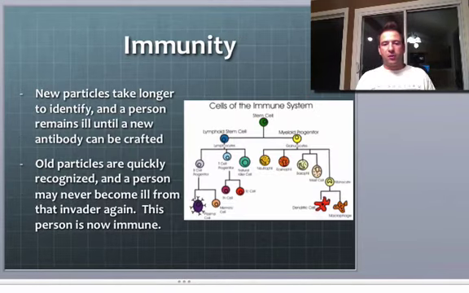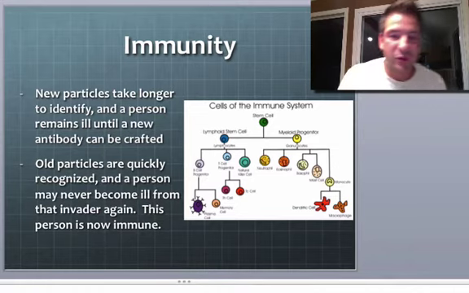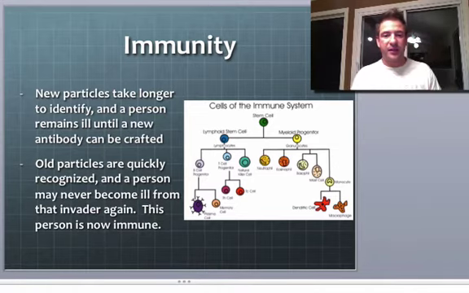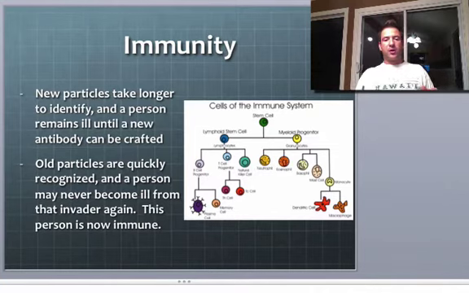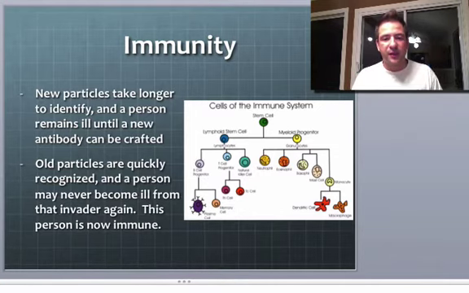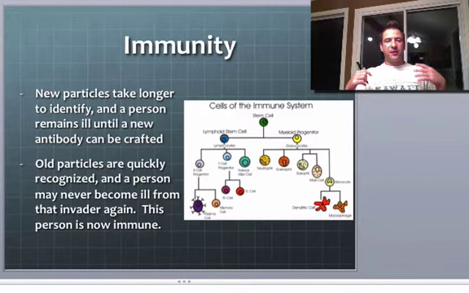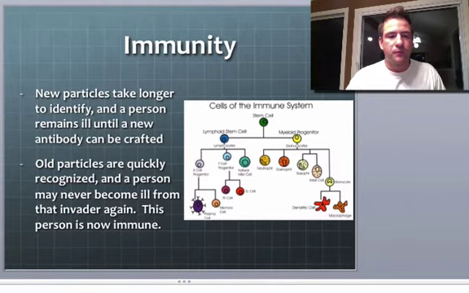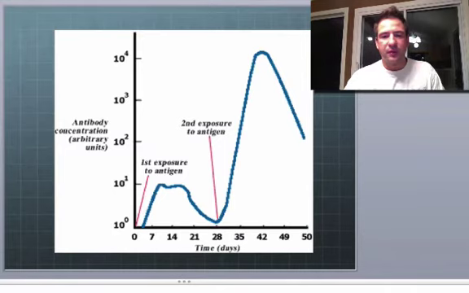If we look at immunity, new particles take longer to identify, and a person remains ill until a new antibody can be crafted. So the body has to craft this antibody or else we're going to continue to be sick. With old particles, they're quickly recognized and a person may never become ill from the invader again. If they can never be ill again, then we would say that this person is now immune. Just have a little graph showing exposures, not overly important at this point.